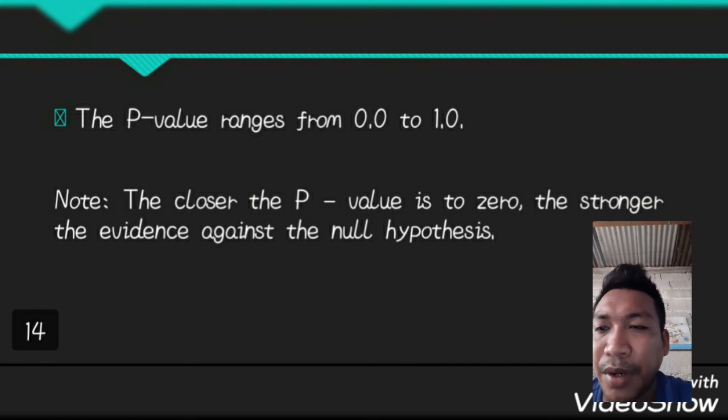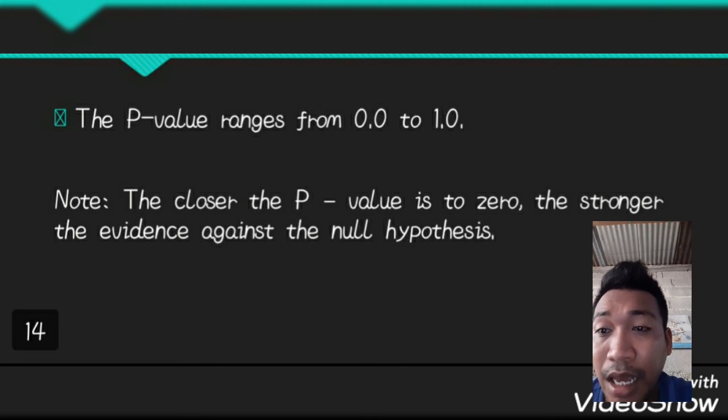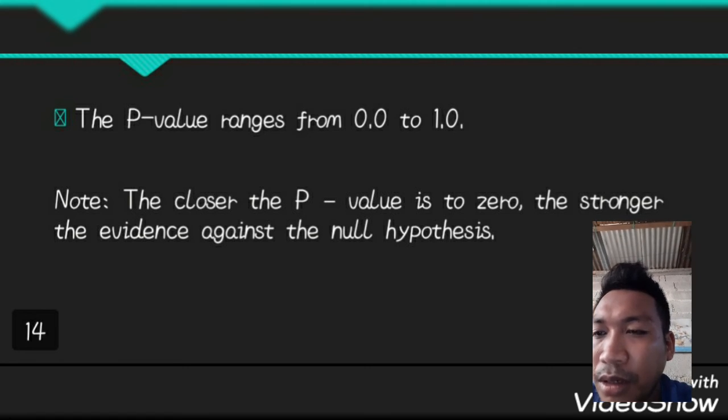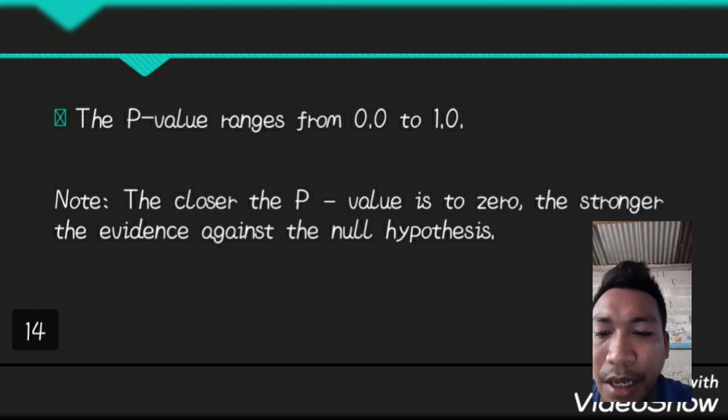The p-value ranges from 0.0 to 1.0. As it approaches 0.0, it indicates that the sample is a rare outcome if the population is as hypothesized. The closer the p-value is to 0, the stronger the evidence against the null hypothesis. When the p-value is lesser than the significance level, then the null hypothesis is rejected and the alternative is accepted.